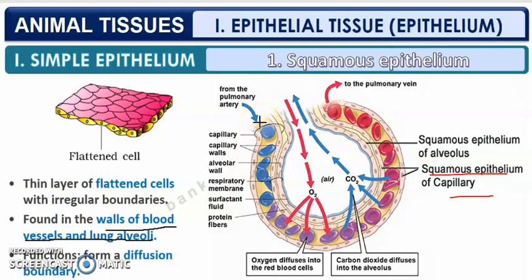I hope you remember about capillaries, right? Capillaries are the thinnest blood vessels, right? And what is this thinnest blood vessel made up of? It is made up of squamous epithelium cells, right? And now how is the squamous epithelium? It is single layered, and they are a thin layer of flattened cells with irregular boundaries. Clear? So this is the squamous epithelium of the capillary.